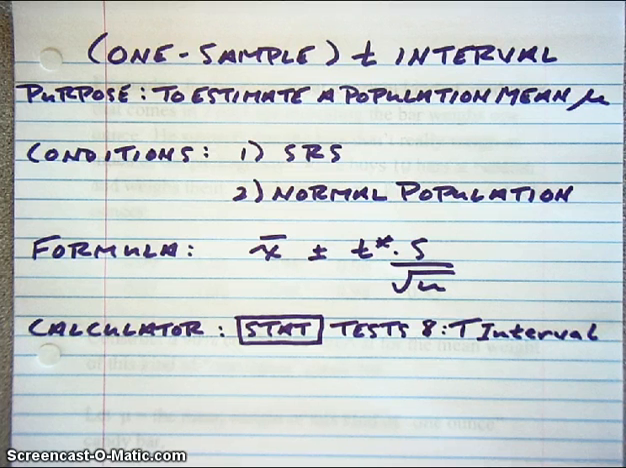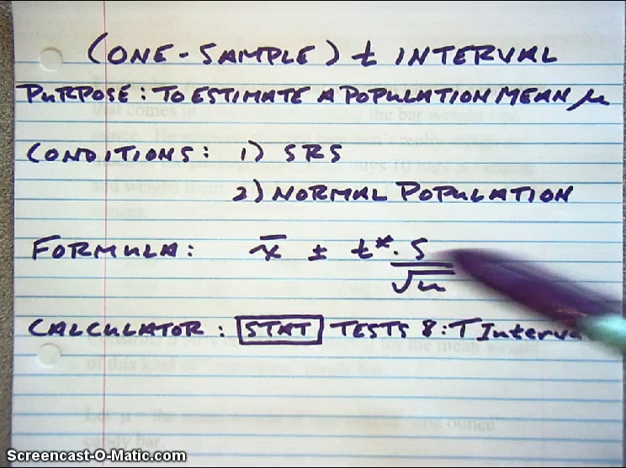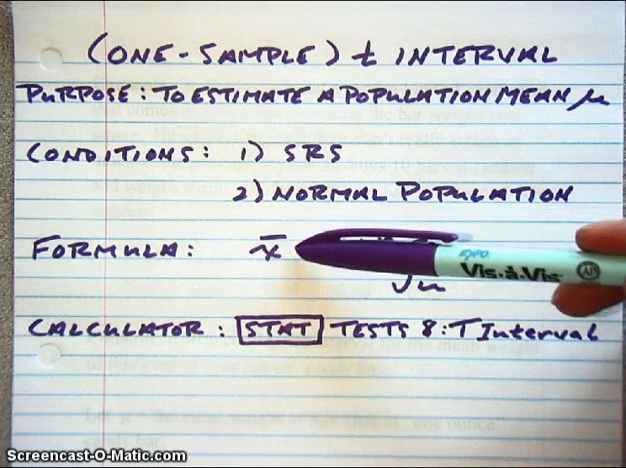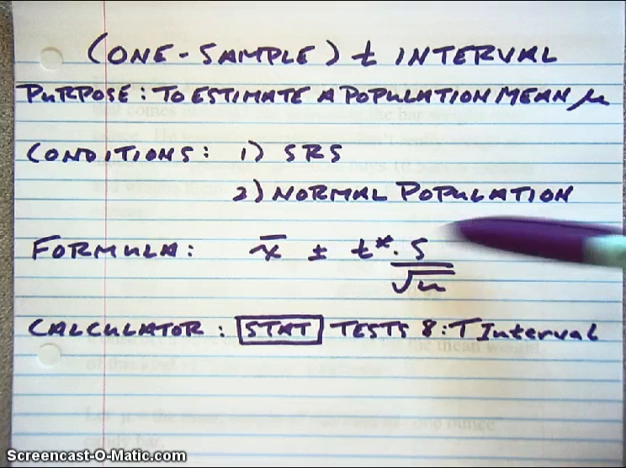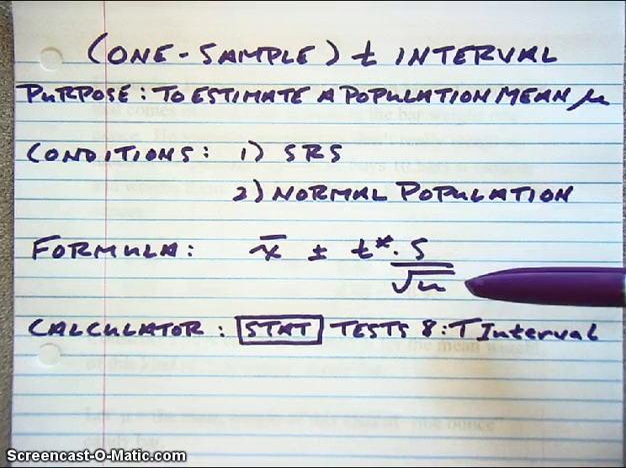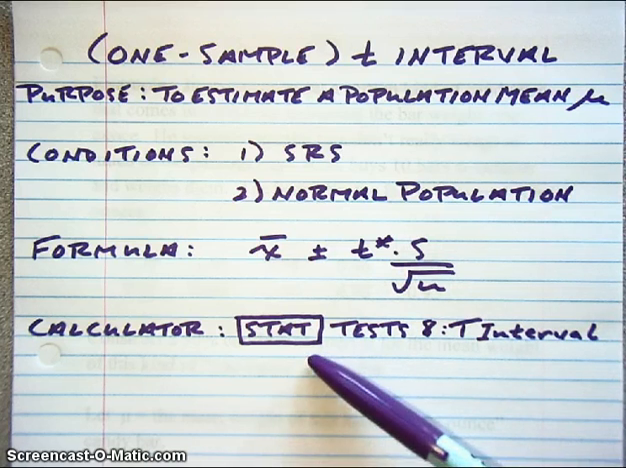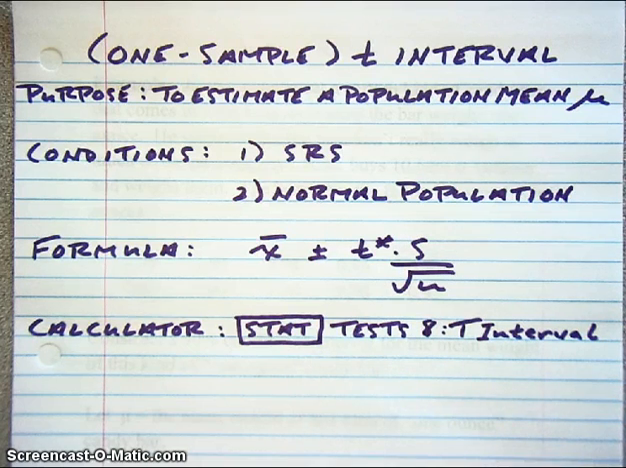The formula is x bar plus or minus t star times s over the square root of n. So like all confidence intervals, this has the general form statistic plus or minus critical value times standard error of the statistic. On the calculator, you can find this at stat, tests, 8, t-interval.